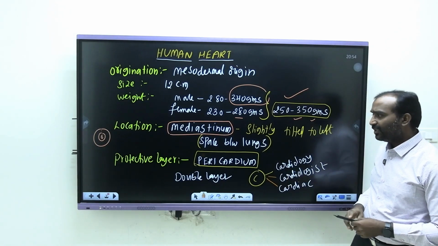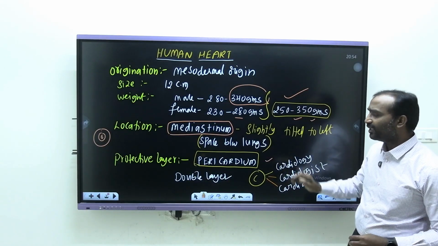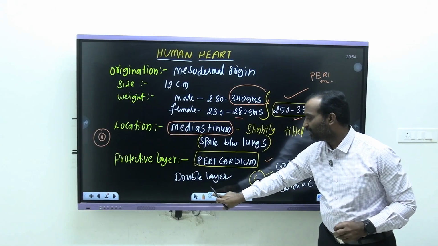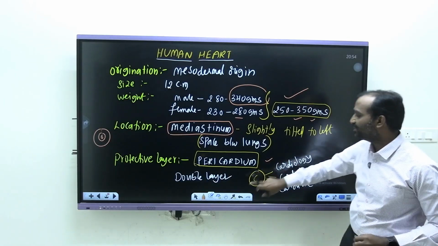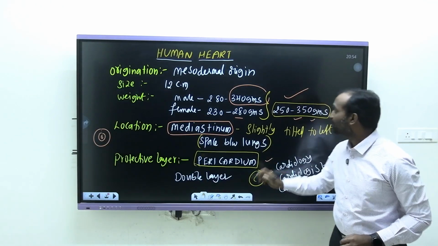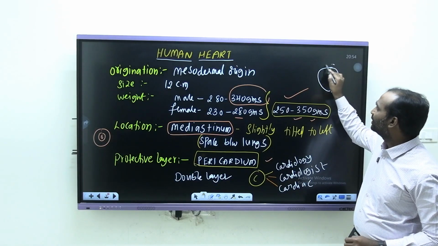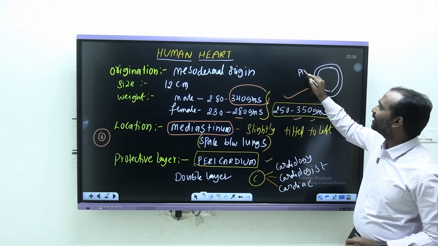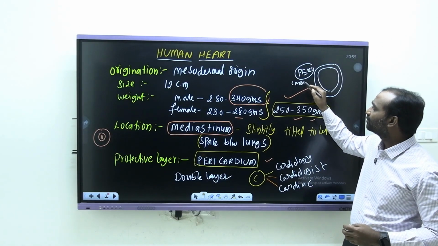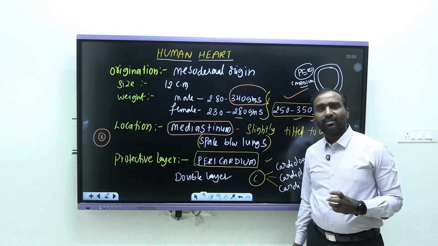Then the next one is the protective layer. What is the protective layer? The protective layer is called the pericardium. The term peri means covering, or outer. Peri means outer, cardium means heart. If you assume this is a heart, it is protected by a layer, which is called the pericardium. Peri means covering as an outer layer, cardium represents heart. Cardiology is the study of the heart. Cardiac represents heart.